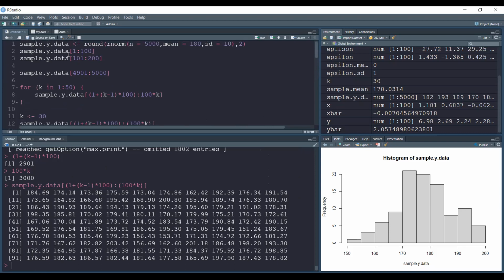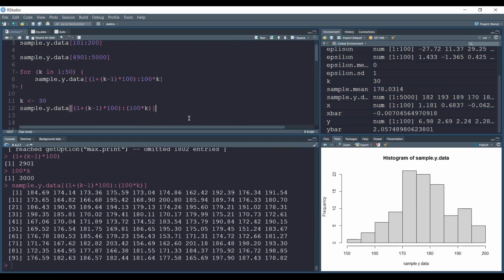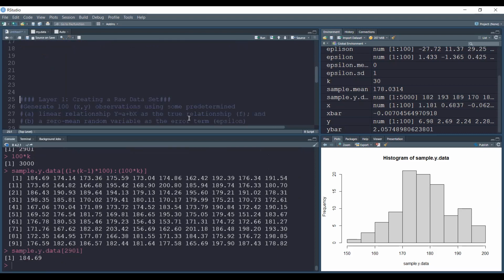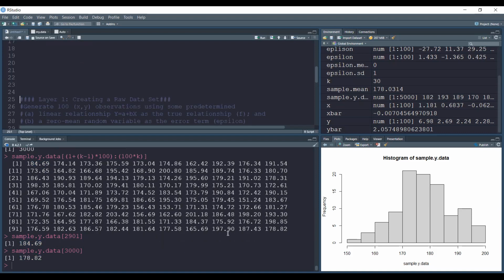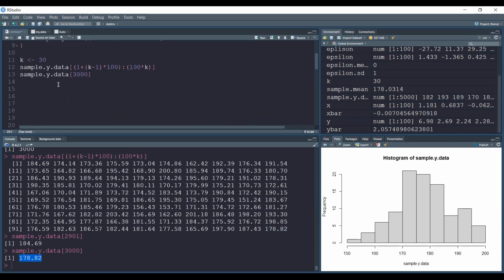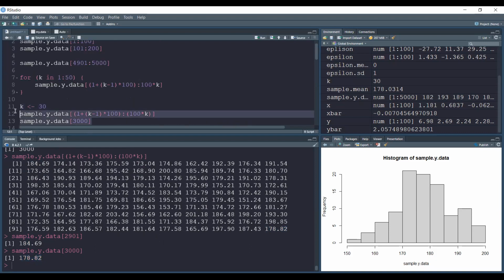Well, I would really know if it works if I had to compare. It looks like it's worked, but to better compare, what if I do 2901? 2901. Yeah, see, look, 184.69, 184.69. What if I said 3000, 3000? Again, 178.82, 178.82. So we can delete all this. Of course, we need to reflect the changes made here.